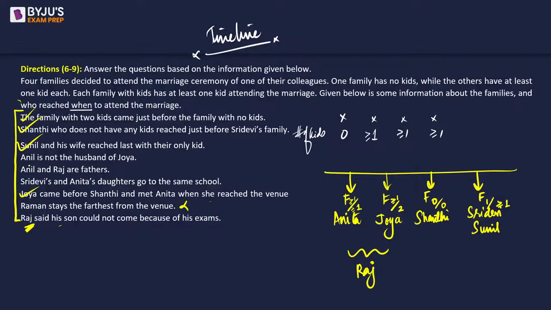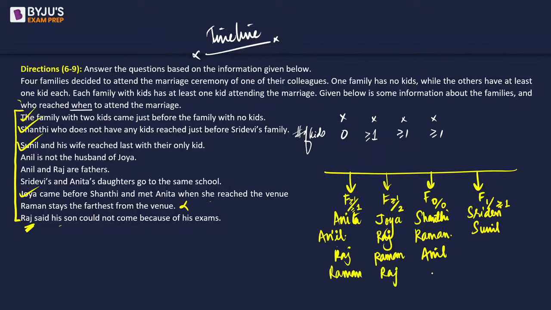Shanti को कोई बच्चा नहीं है. Anil is not the husband of Zoya, so Anil could be a husband of Anita or Shanti. So we can have Anil here. If Anil is going to be here, so we will have Raj here and then we will have Raman here, right? The other possibility is Anil can go to Shanti. Anil idhar bhi ho sakta because Anil is not the husband of Zoya, that's what we know. So if Anil is not the husband of Zoya, so he's going to be the husband of Shanti, let's say, then Raman can be here and Raj can be here, or Raman can be here and Raj can be here. Right? These are the 3 possibilities of the husbands.